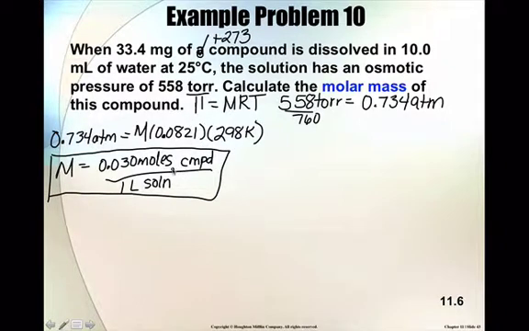The next thing I need to do then is figure out how many grams per liter of solution I have. So when I look up here, it says I'm adding 33.4 milligrams, which is a very small amount, into 10 milliliters of water.